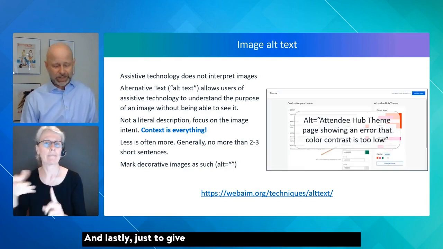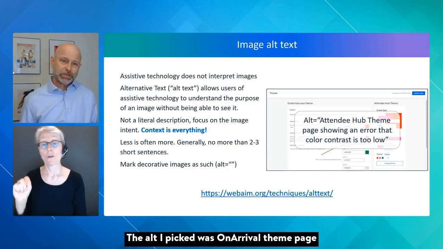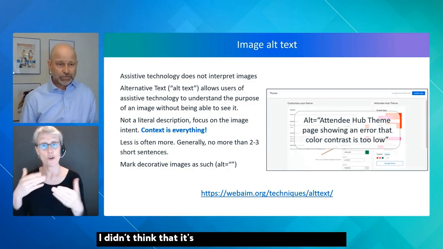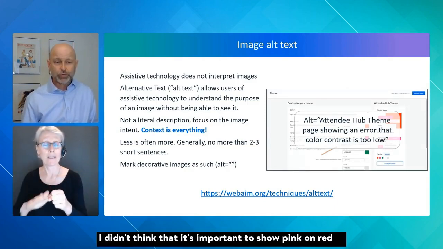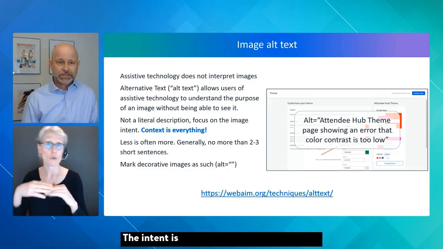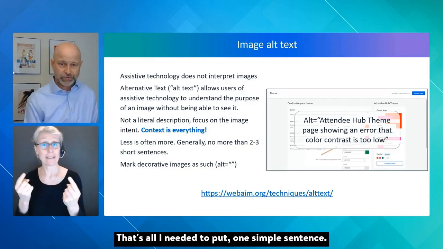And lastly, just to give you an example from our page before, the alt I picked was Attendee Hub theme page showing an error that color contrast is too low. I didn't think it's important to show pink on red, or what the contrast is, or that it's a type right at the page. The intent is Attendee Hub theme page showing an error, the color contrast is too low. That's all I needed to put, one simple sentence.